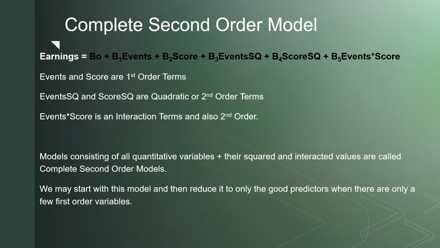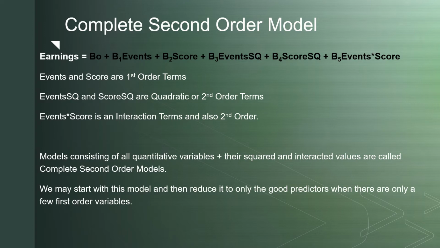Now let's look at what if we tried everything we possibly could with the two variables, events and score. In this first equation, you see earnings equals beta sub naught, that's the y-intercept, plus some coefficient for events, plus a coefficient times score, plus a coefficient for events squared, plus a coefficient for score squared, and finally a coefficient times the interaction of events times score.